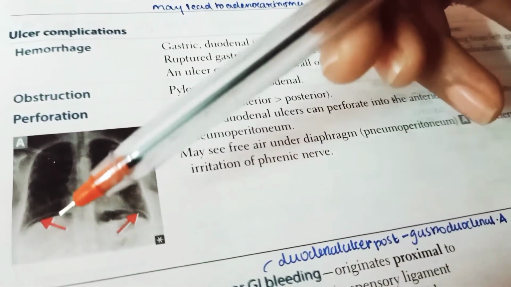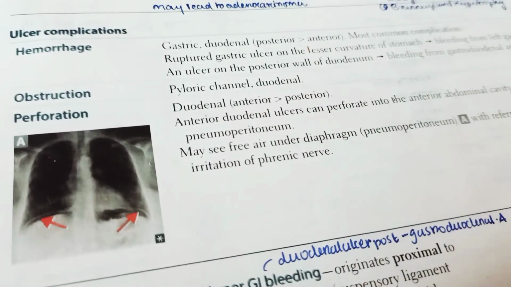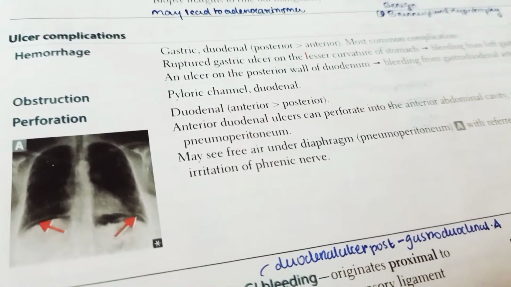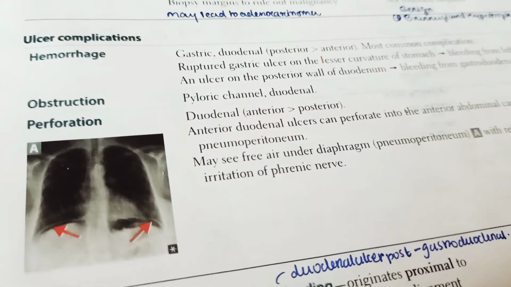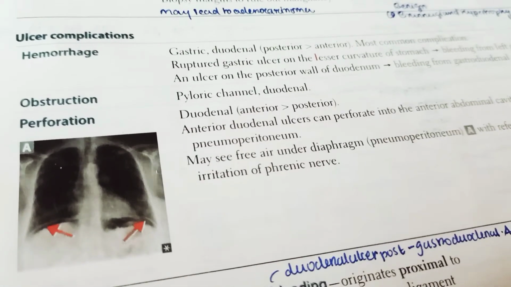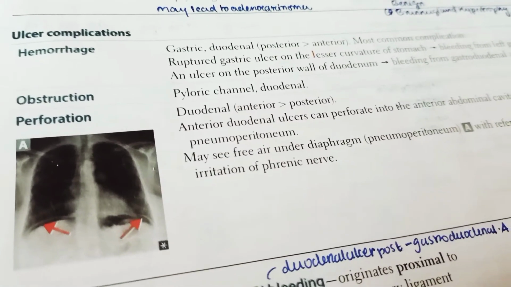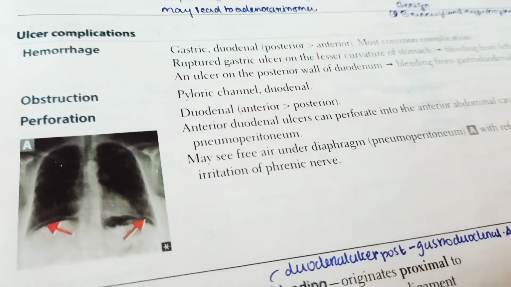That is air under the diaphragm. You can see clearly in this X-ray: free air under the diaphragm. That is called pneumoperitoneum. Because of this, there will be referred pain to the shoulder via irritation of the phrenic nerve.